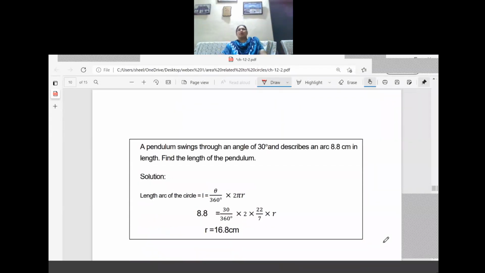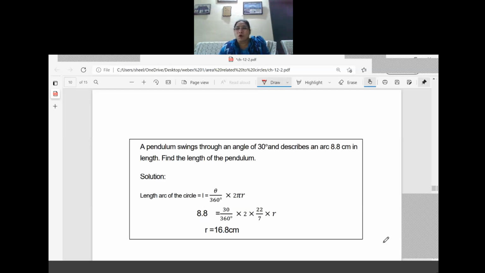Okay. Next question. A pendulum swings through an angle of 30 degrees and describes an arc 8.8 centimeters in length. Find the length of the pendulum. So the angle is given. Describes an arc means arc length is given, right? So find the length of the pendulum.